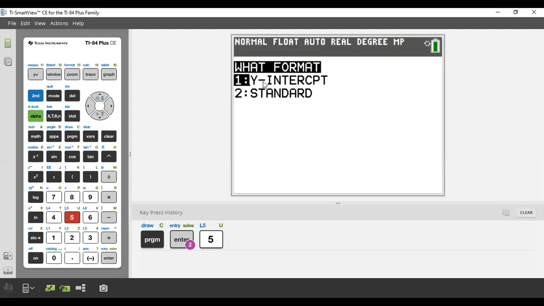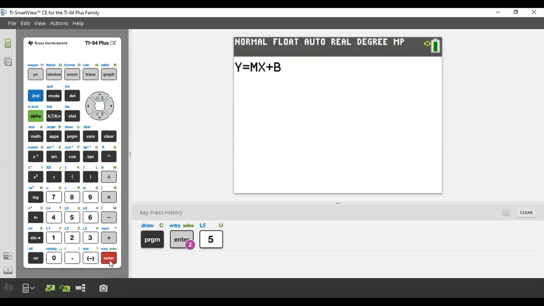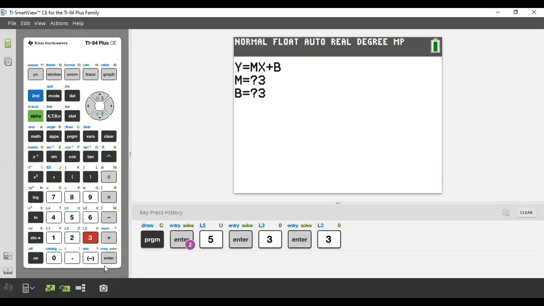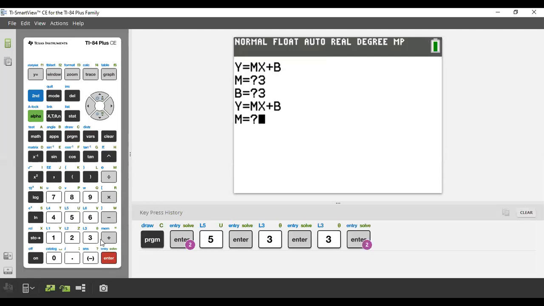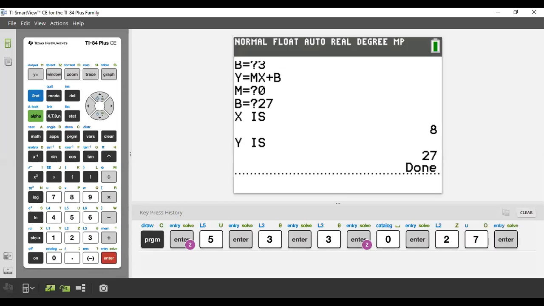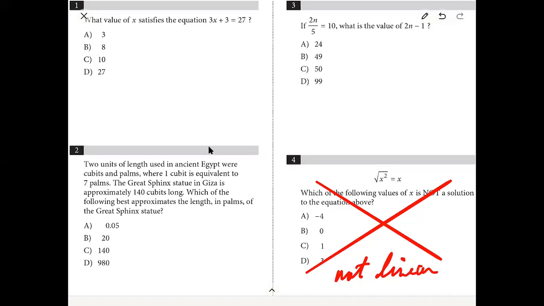The left-hand side of the equation is in y-intercept format. So the slope is 3, and the y-intercept, the b term, is 3. Then the right-hand side of the equation is also in y-intercept form, but the slope is 0 because there's no x term, and the y-intercept is 27. Enter that, and when you press enter, it tells you that the x value is 8. So the answer for this question is 8, and that's what you circle and keep it moving.